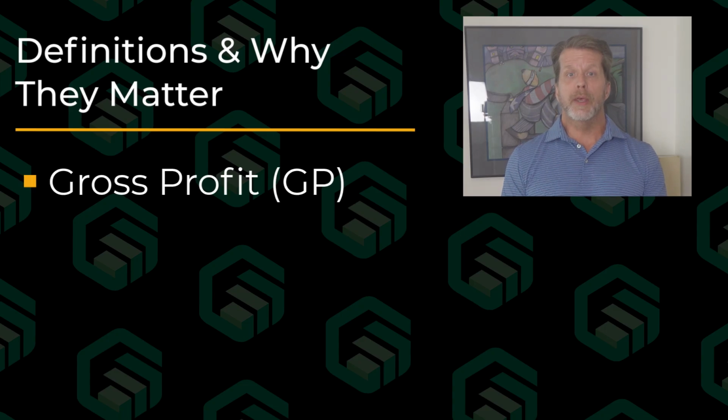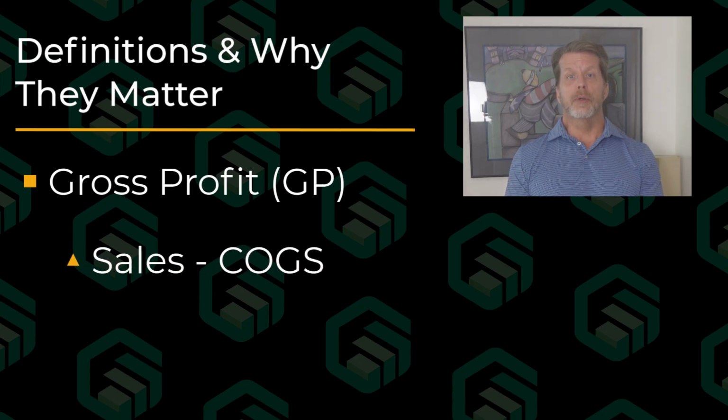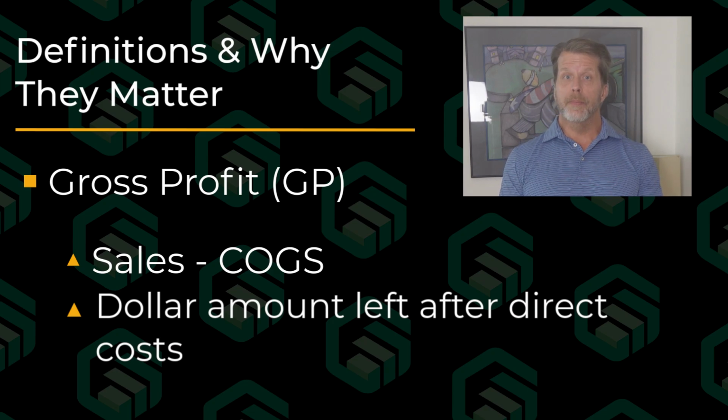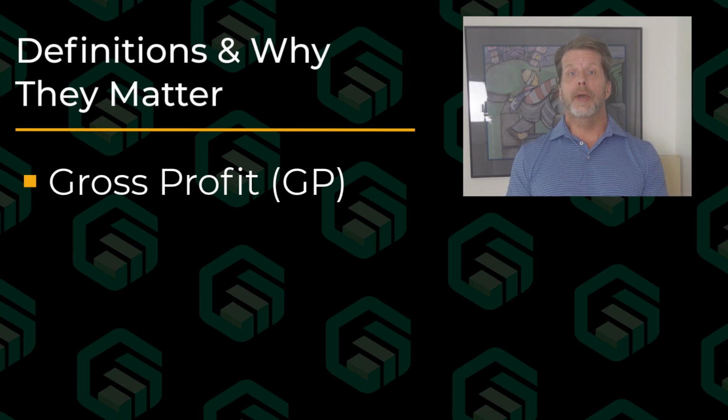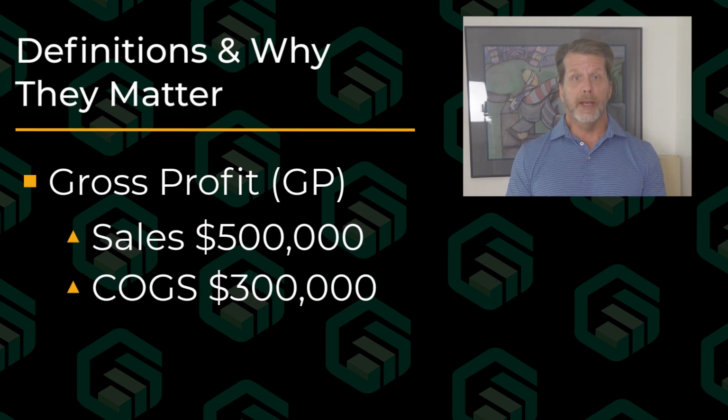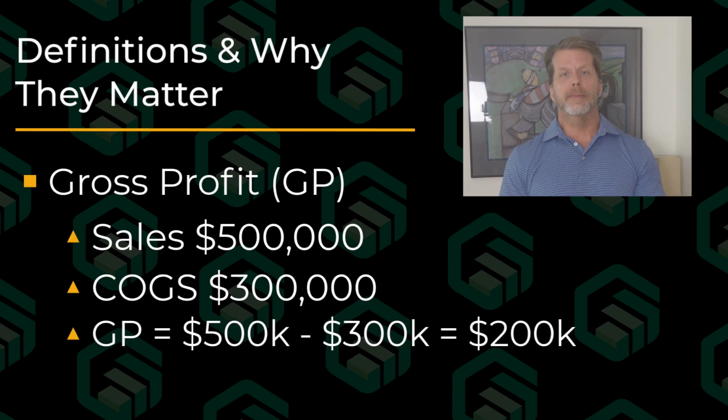Gross profit is simply sales minus cost of goods sold. It's a dollar amount: the cash left after covering direct costs like materials and labor. And why does this matter? This is the money you use to pay operating expenses, taxes, and hopefully keep some profit. For example, let's assume you have sales of $500,000, cost of goods sold of $300,000, which makes your gross profit $200,000. It's as simple as it gets.